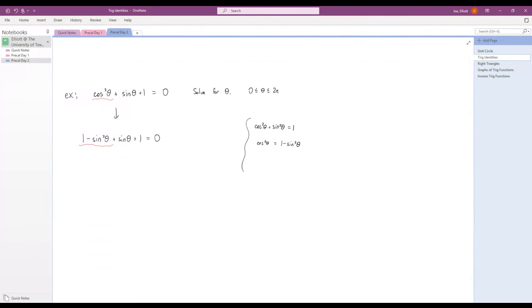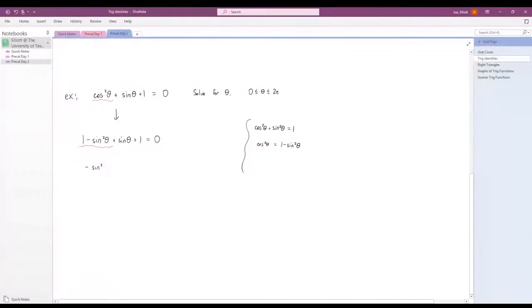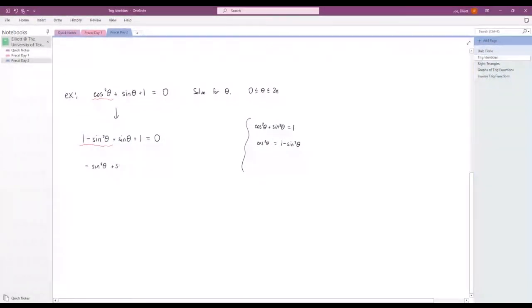I'm going to rewrite the equation a little bit. I'm just going to add the two ones together first. So 1 plus 1 will just simplify to be 2.